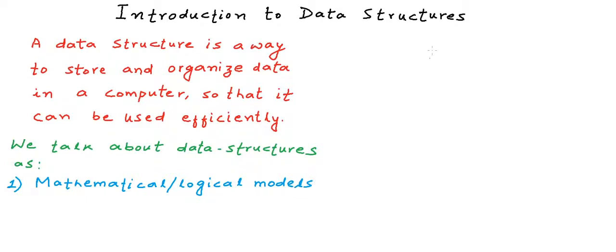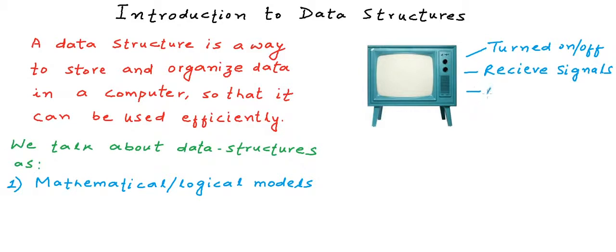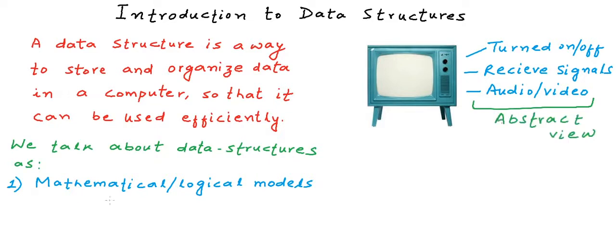Example of abstract view from real world can be something like the abstract view of a device named television can be that it is an electrical device that can be turned on and off. It can receive signals for satellite programs and play the audio video of the program. And as long as I have a device like this, I do not bother how circuits are embedded to create this device or which company makes this device. So this is an abstract view. So when we study data structures as mathematical or logical models, we just define their abstract view, or in other words, we have a term for this. We define them as abstract data types.